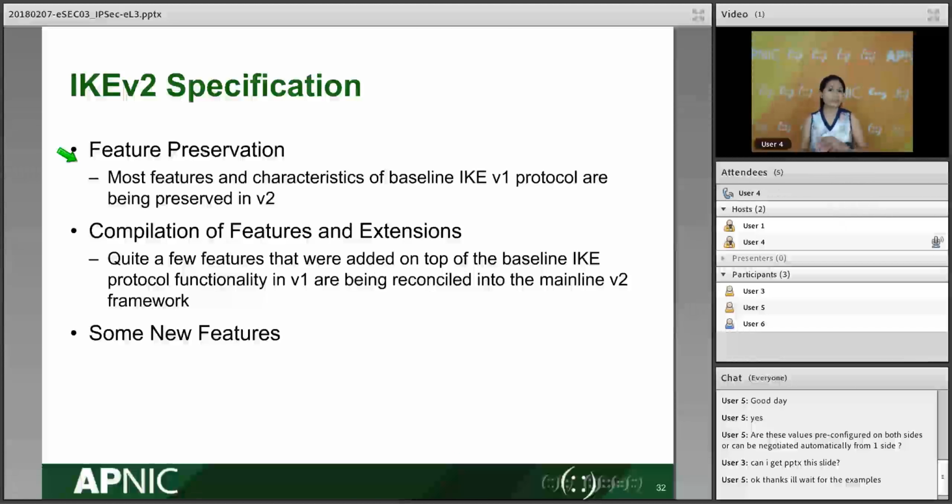I told you at the very beginning, I hope you still remember, that there are actually two versions of IKE. IKE version 1, which is what we just discussed, and then there's another one called IKE version 2. So why do you have IKE version 2? There are some people who are not exactly happy with the way IKE version 1 is implemented.